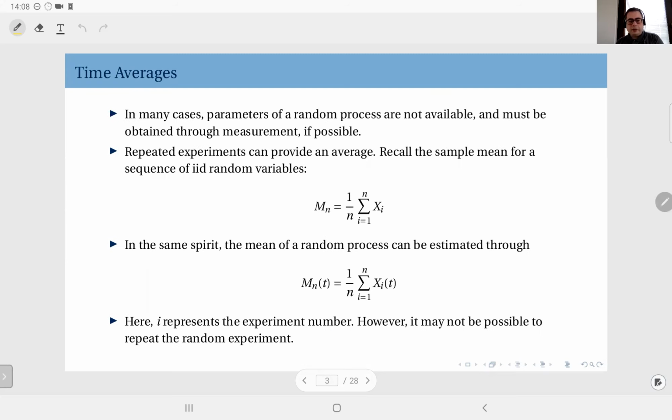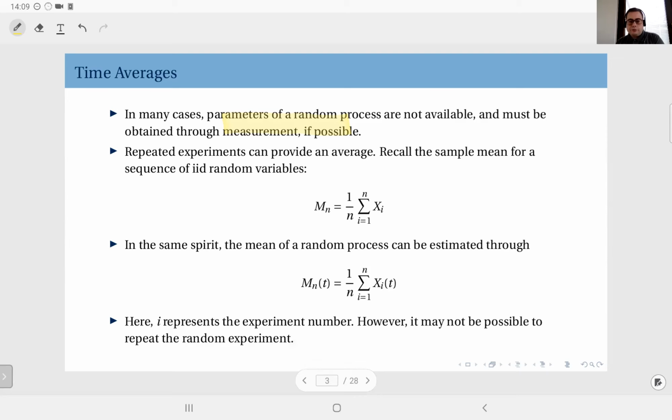Okay, so we'll start with time averages of random processes. And why do we need this? The first observation here is in many cases, parameters of a random process are not readily available for us. Okay, they must be obtained through measurement if that is possible. And by the parameters, I mean the mean of a random process or the autocorrelation function or the variance, etc., or the shape of the distribution with respect to time, if you can have that.